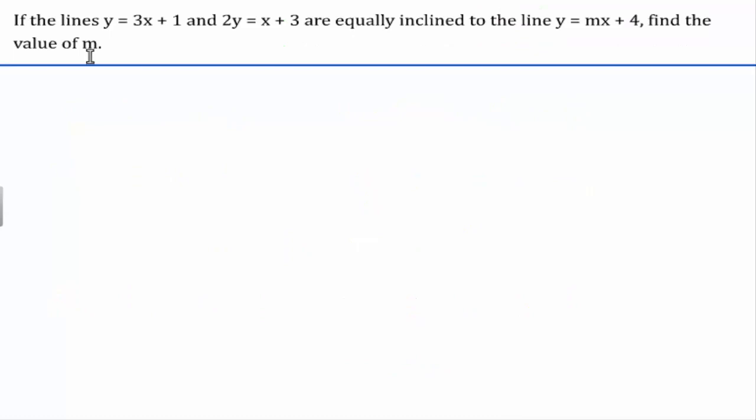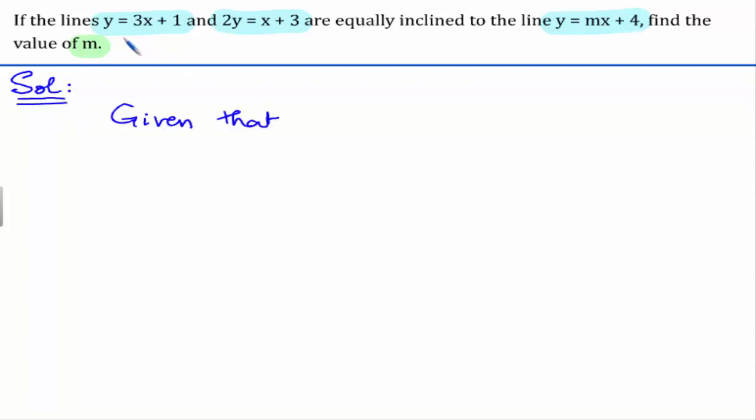In this problem, we were given that the two lines y is equal to 3x plus 1 and 2y is equal to x plus 3 are equally inclined to the line y is equal to mx plus 4. And we have to find out the value of m. Let us see the solution for this.